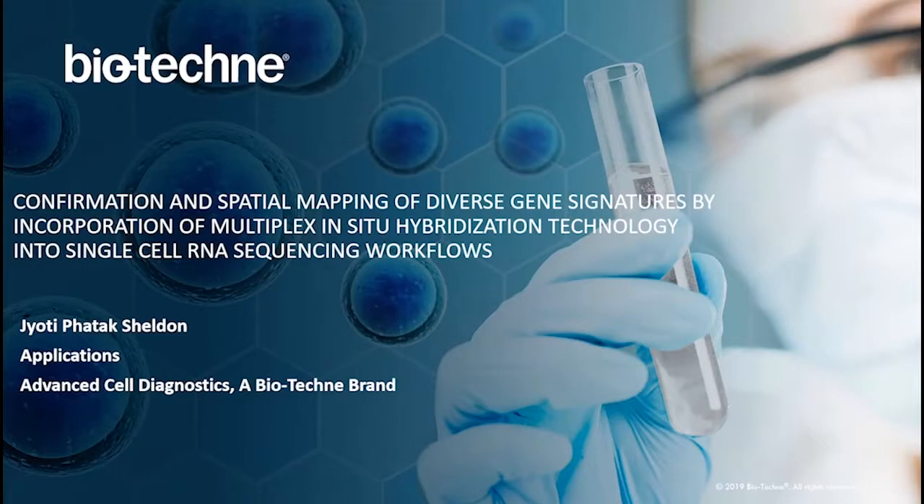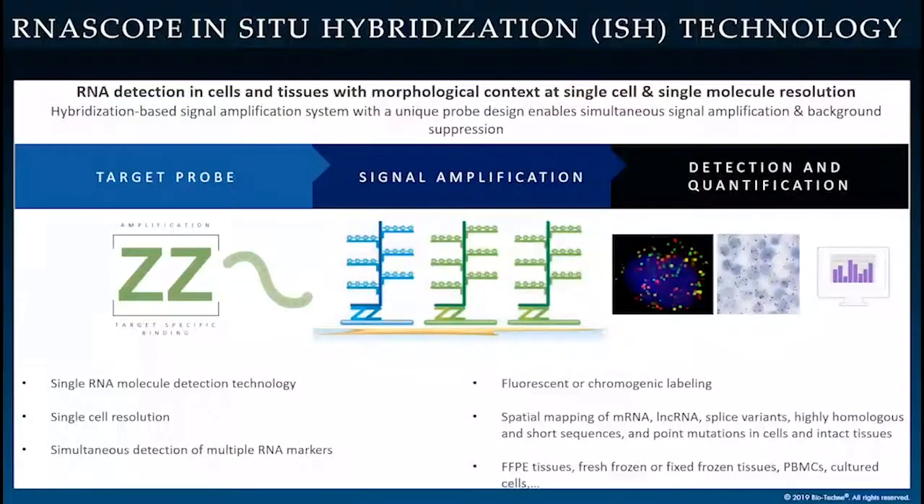Now I'd like to focus on the applications of RNAscope in various areas such as liver research, as well as how you can confirm and spatially map diverse gene signatures by incorporating our multiplex in situ hybridization assay in single-cell RNA sequencing workflows. My name is Jyoti Sheldon and I work in the applications team at Advanced Cell Diagnostics. So let's look into the technology of RNAscope. What is RNAscope in situ hybridization technology?